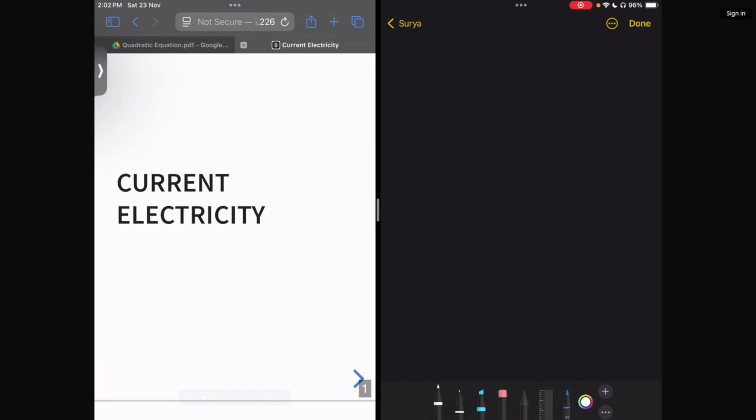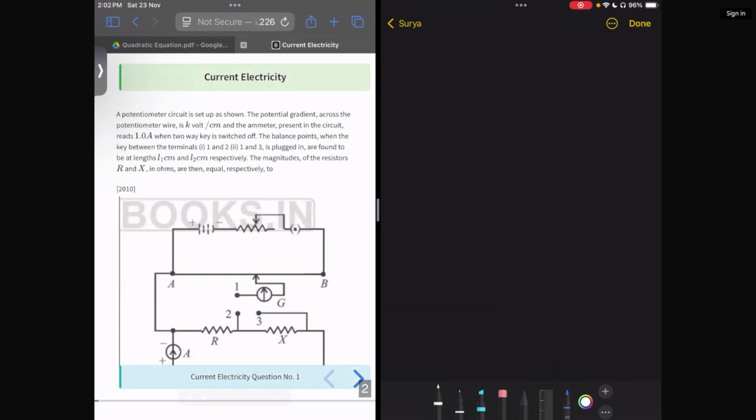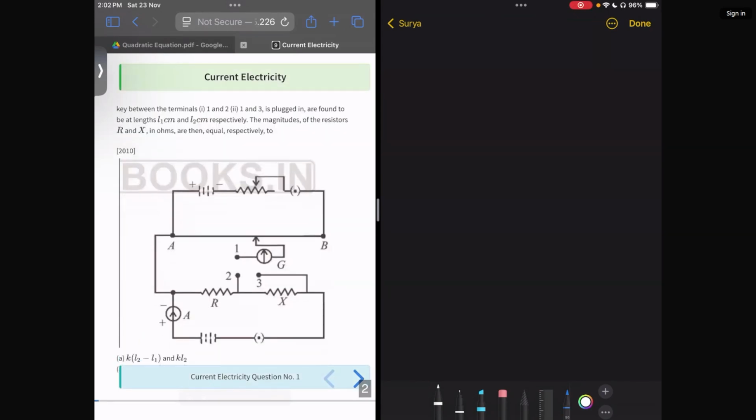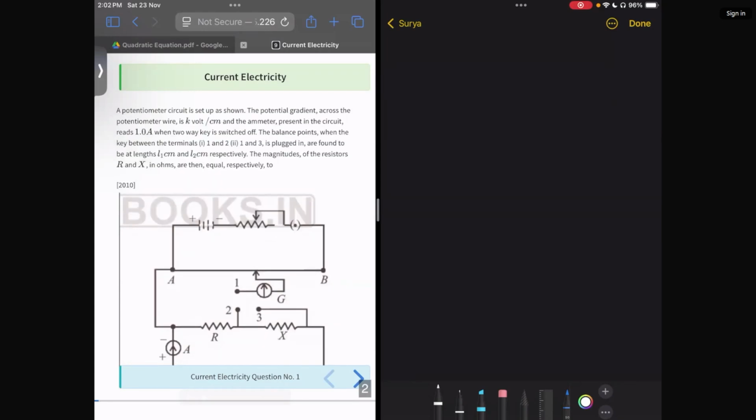Today, we will start a new chapter called Current Electricity Previous Year's Questions. So, going into the first question. Here in the question, there is a diagram. This is a potentiometer circuit set up as shown in the figure.